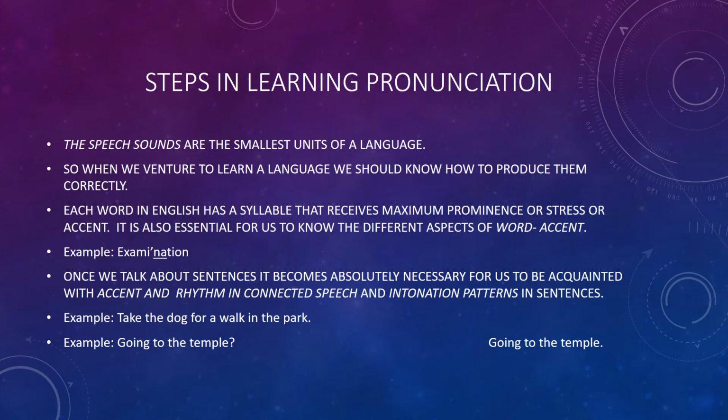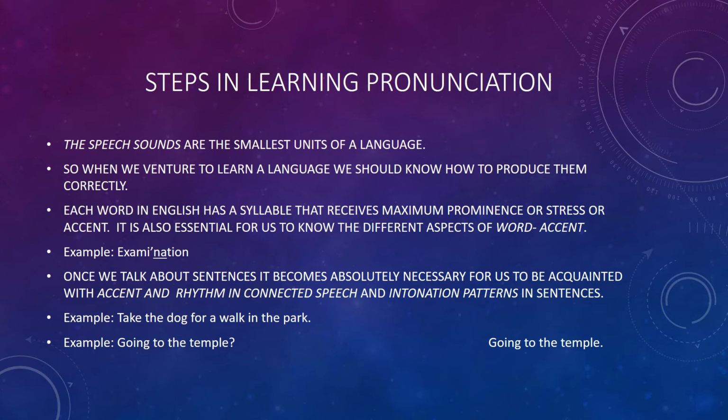Intonation is the way the pitch of a voice varies according to the meaning that we want to convey. If we take a look at the example sentence that is given here, going to the temple, going to the temple. If you're raising your voice, what does that mean? That it is a question. I intend to ask a question. Going to the temple, going to the temple. It is the same set of words, the same sentence, but that will mean that I am going to the temple. It is a statement.